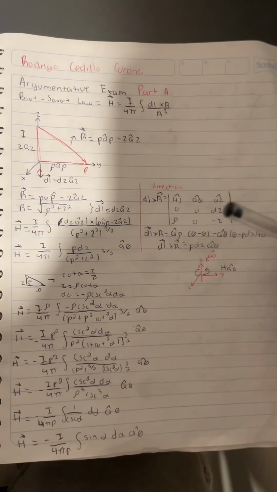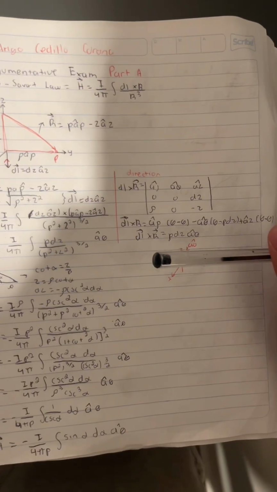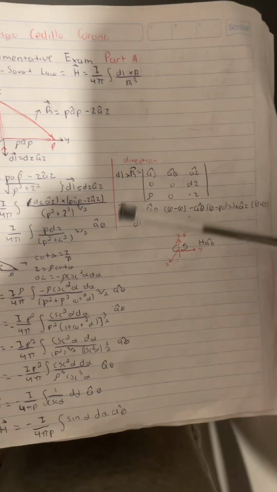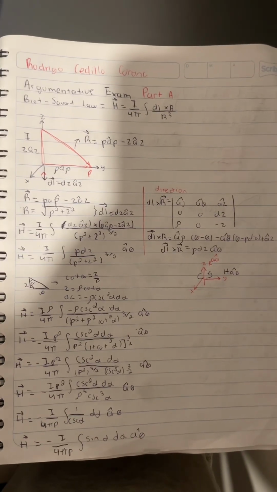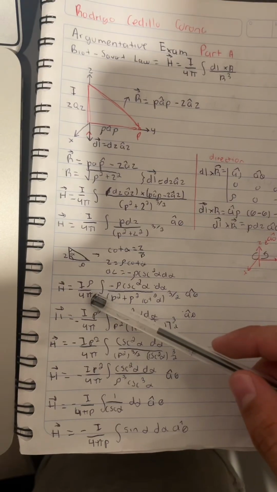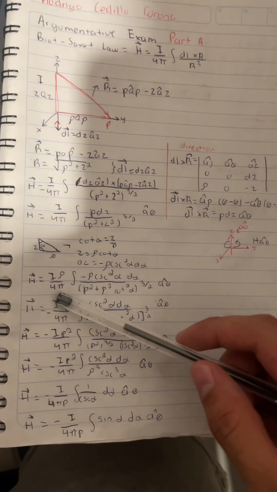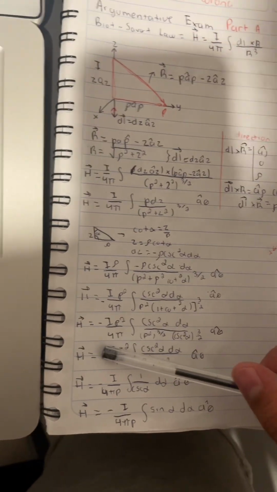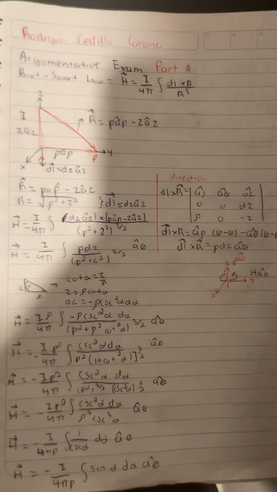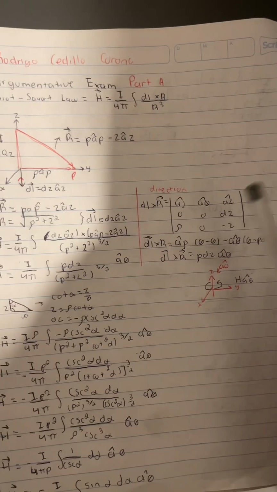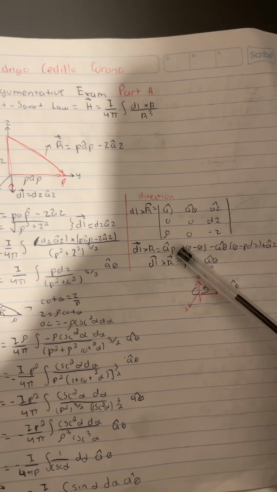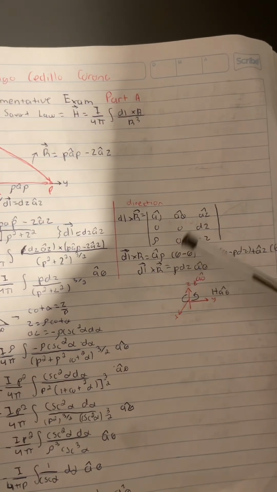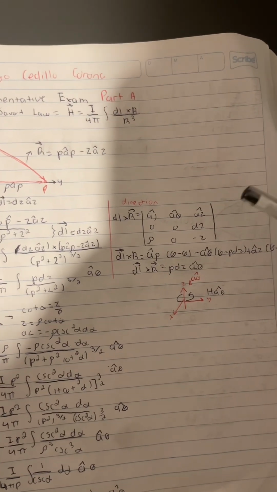So as I said, I use the Biot-Savart law to find the magnetic field created by a long straight wire with a constant current. Then I divide by 4π and I multiply by the integral of dl cross r hat over r squared. Then I define all the vectors involved, the differential length vector dl and the vector r that points from the wire to the observation point.